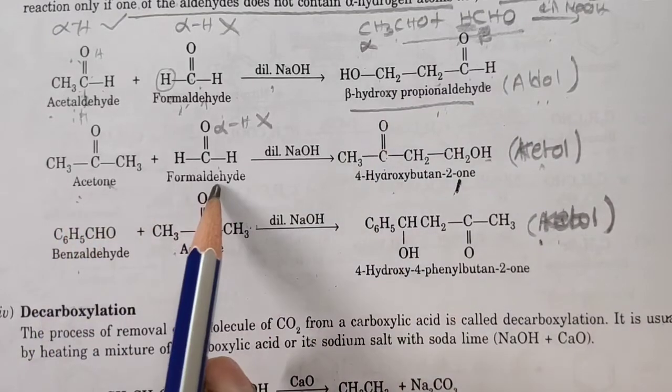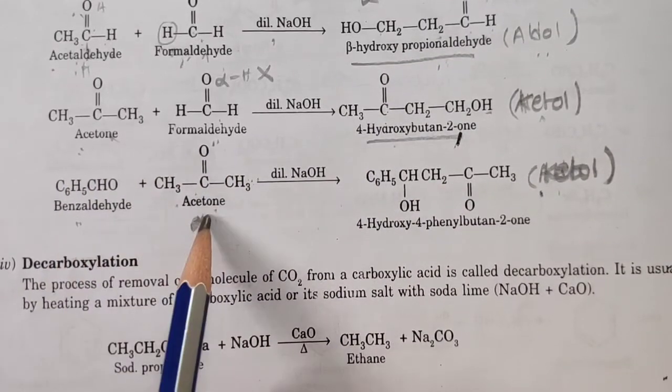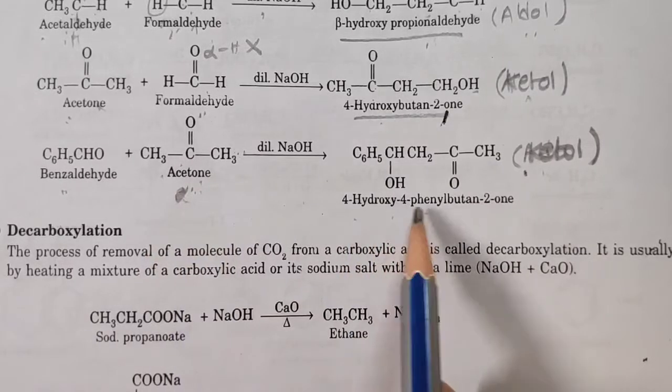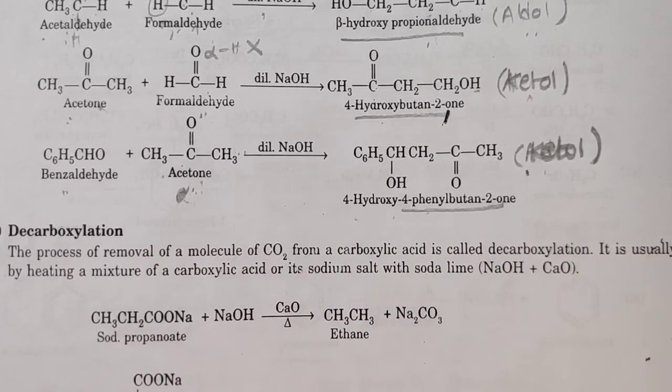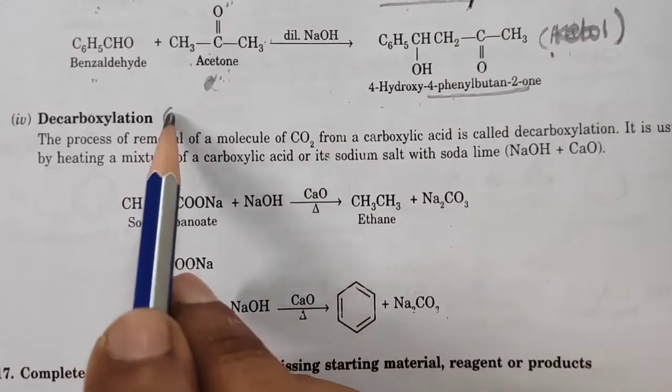Then acetone and formaldehyde, what is given? You will get 4-hydroxybutan-2-one. Then benzaldehyde and acetone, you will get what? 4-hydroxy-4-phenylbutan-2-one.